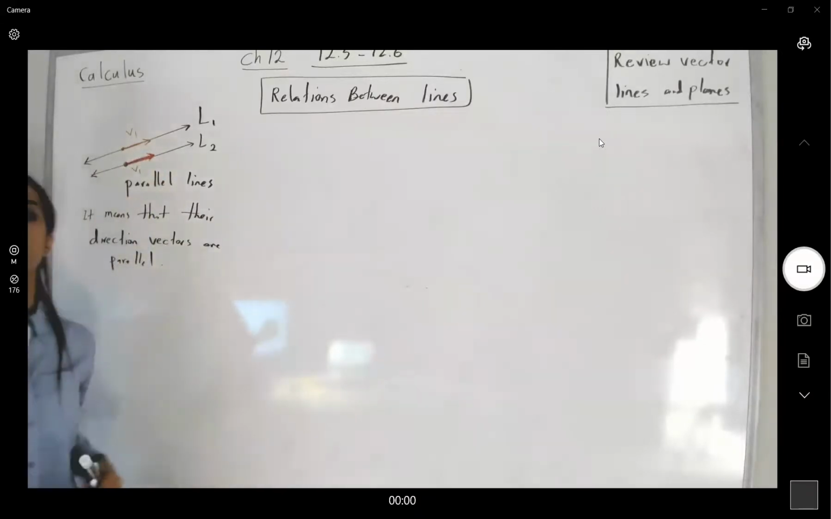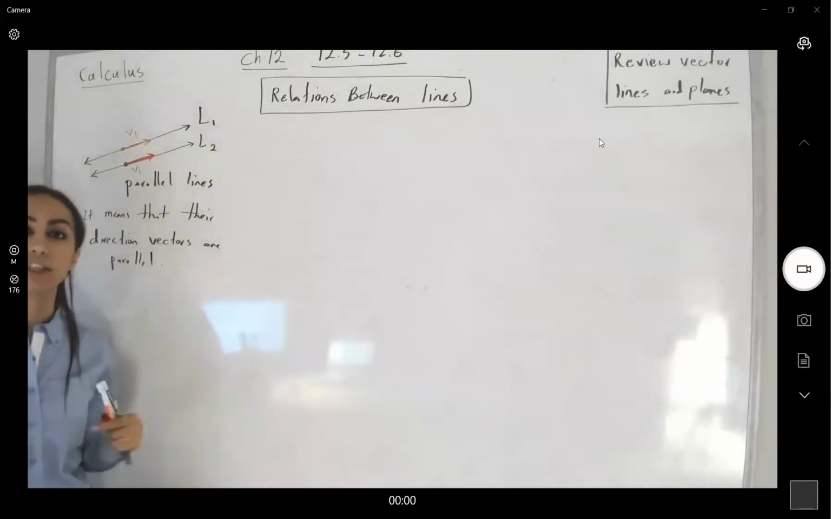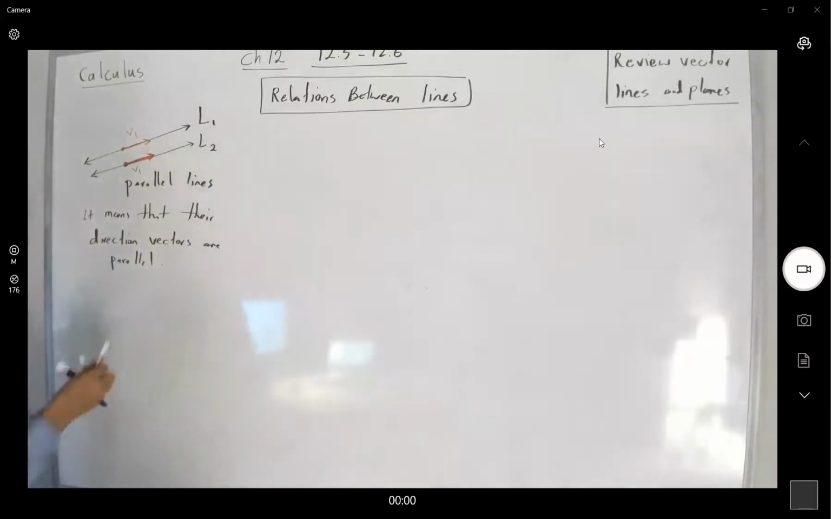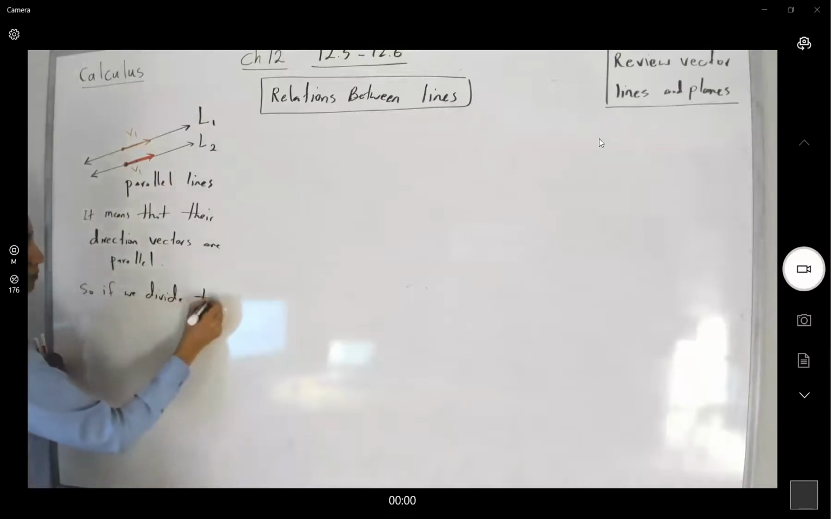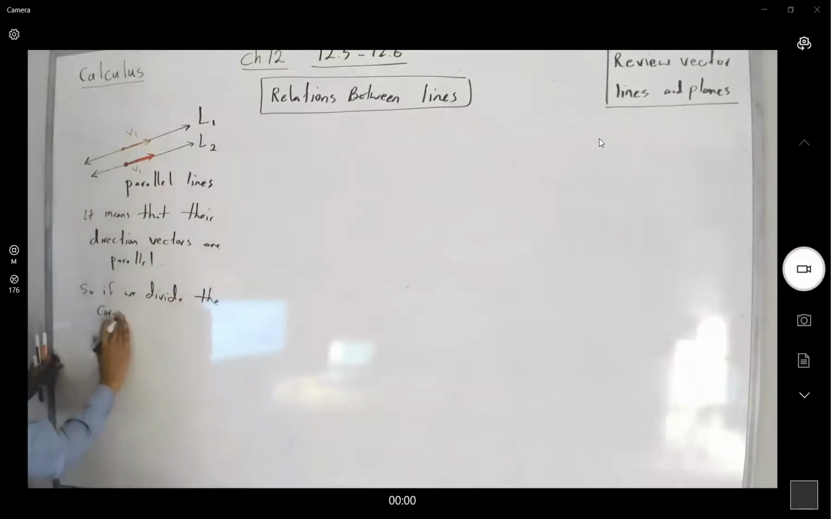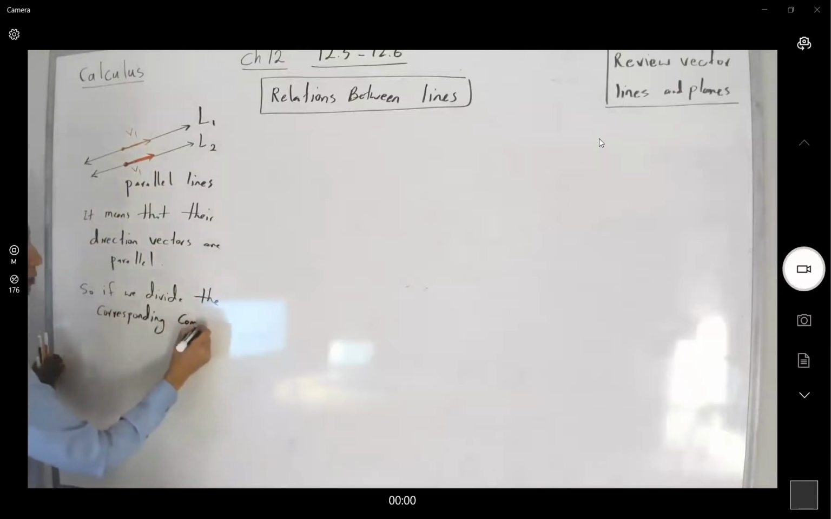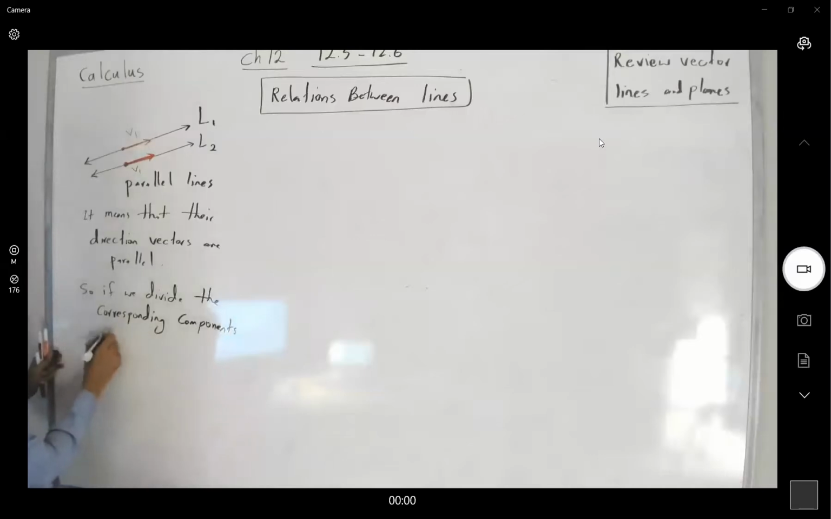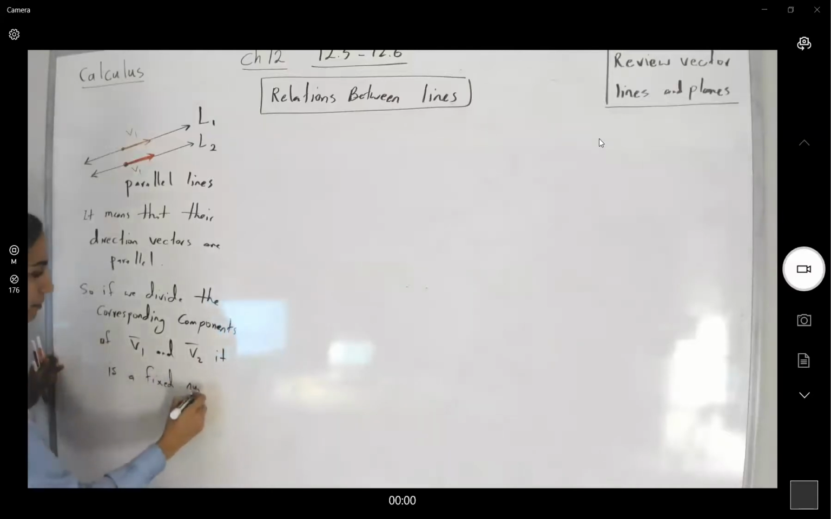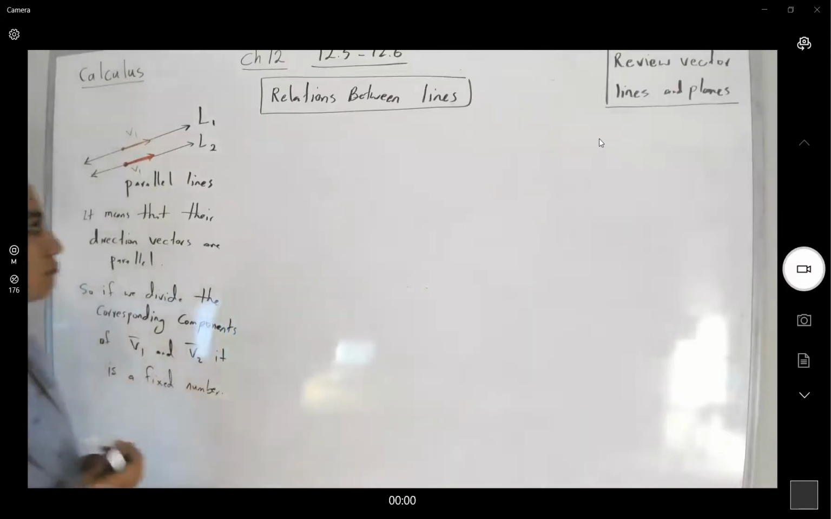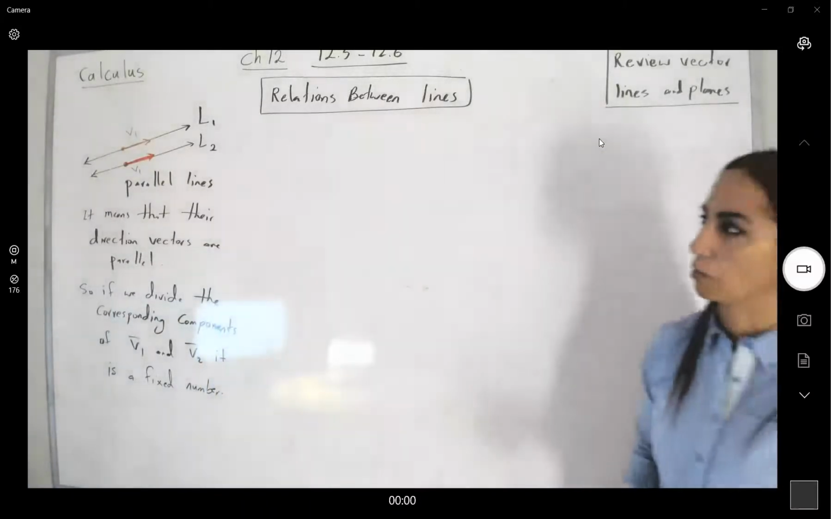It means that if you divide the components of V1 and V2, you get a scalar, you get a number. So if we divide the corresponding components of V1 and V2, it is a fixed number. Okay, they might be parallel.